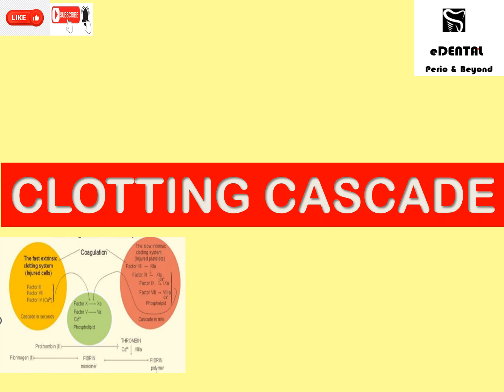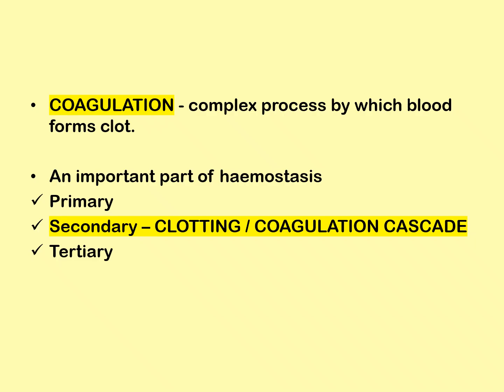In today's video, we'll be exploring the clotting cascade, a crucial process that helps stop bleeding through a series of clotting factors and pathways. So let's first understand what is coagulation. It is a complex process by which blood forms clot. It's an important part of hemostasis, which is to stop the bleeding or hemorrhage. Hemostasis has three stages: primary, secondary, and tertiary.